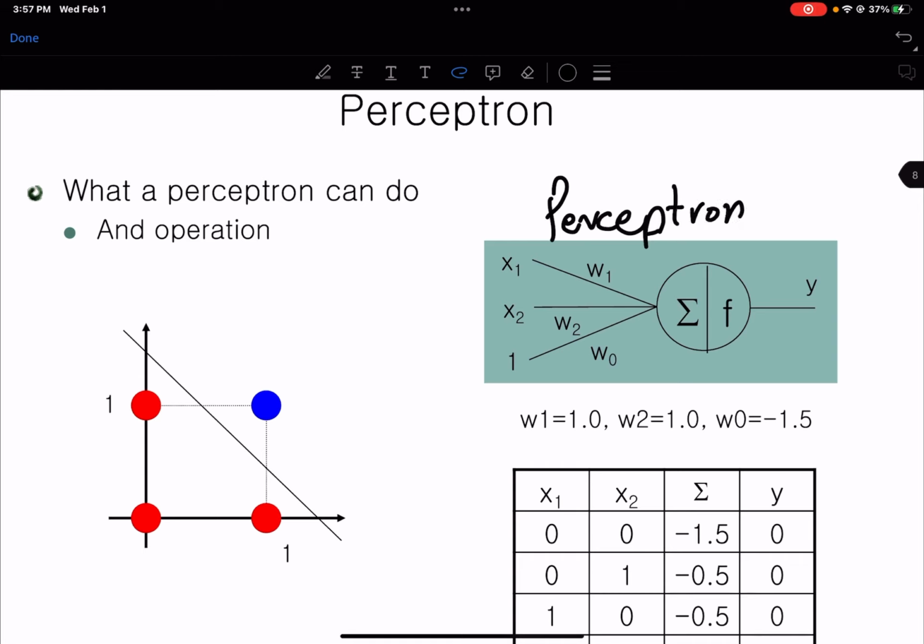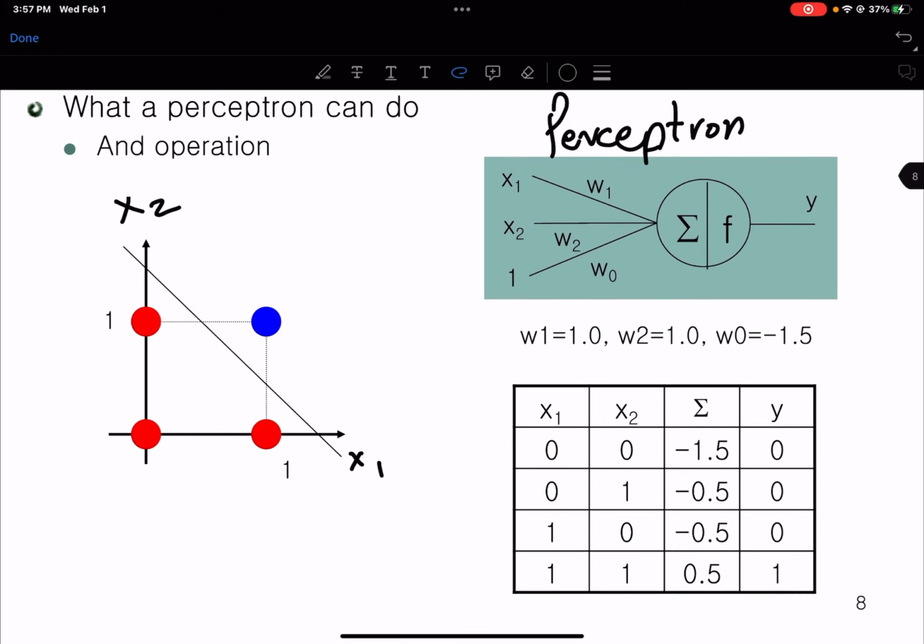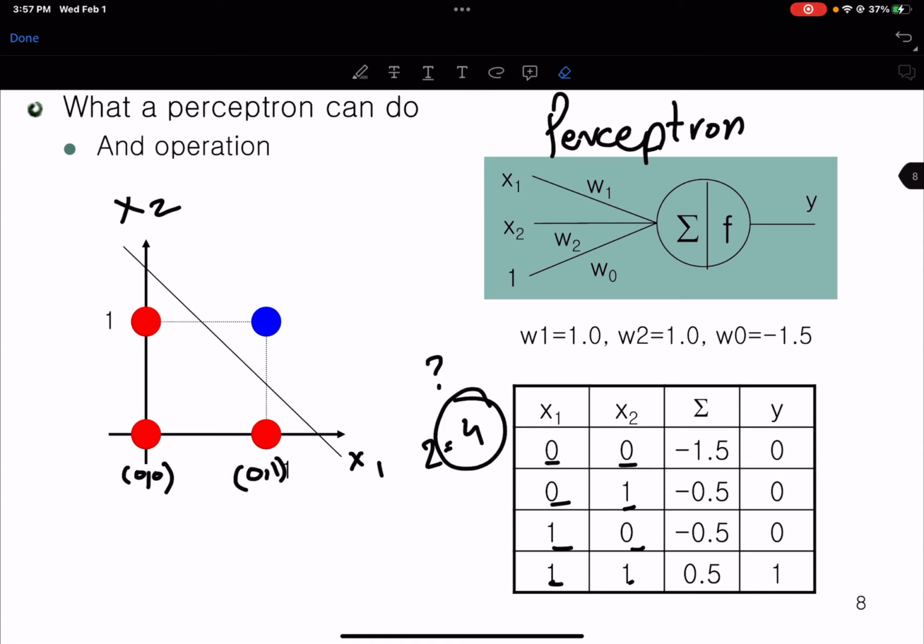So we have a line and we have the values of x1 and x2. For all combinations of x1, x2, because we have only two variables, we will have 4 combinations, right? 0, 0, 0, 1, 1, 0, and 1, 1. And how can we define those values? This point is 0, 0, 0, 1, 1, 0, and 1, 1.